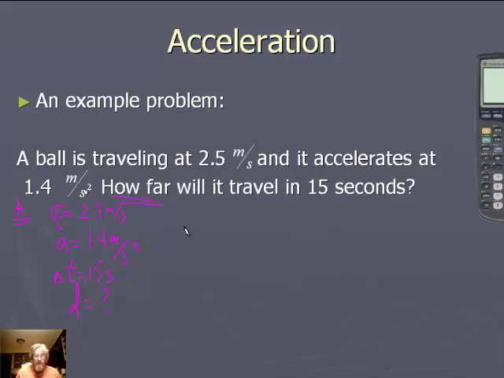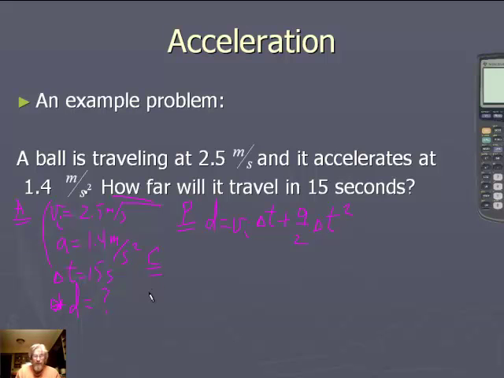That's my analysis. Here's a plan. Remember, when you're making a plan, you're looking for an equation that links the stuff you know to the thing you need to find. Well, we have that equation. It's distance equals initial velocity times delta t plus acceleration over 2 times delta t squared. It's the equation that we just developed.